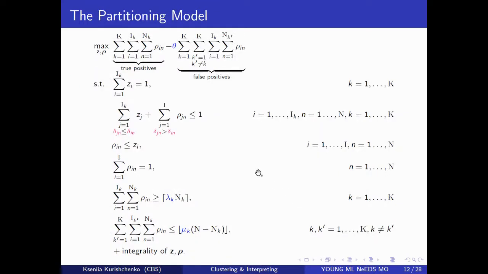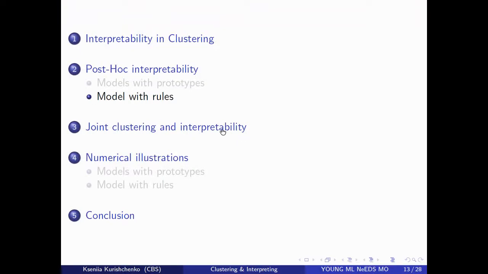Okay, so the second model was the partitioning model, and again, as before, the objective function maximizes total true positives and minimizes total false positives weighted by parameter theta. Also, one prototype per cluster, unique assignment, and the same control of true positive cases and false positive cases in each cluster. So the two models are formulated as mixed integer linear programming problems, and I will show you the results in the numerical illustration section. So now I want to show you the model with rules.